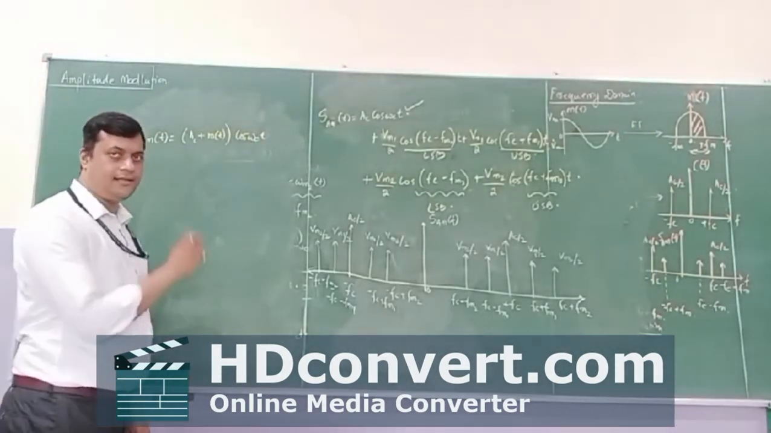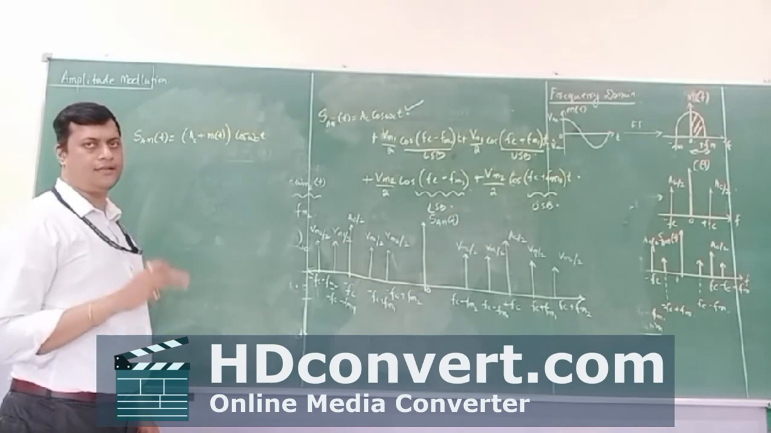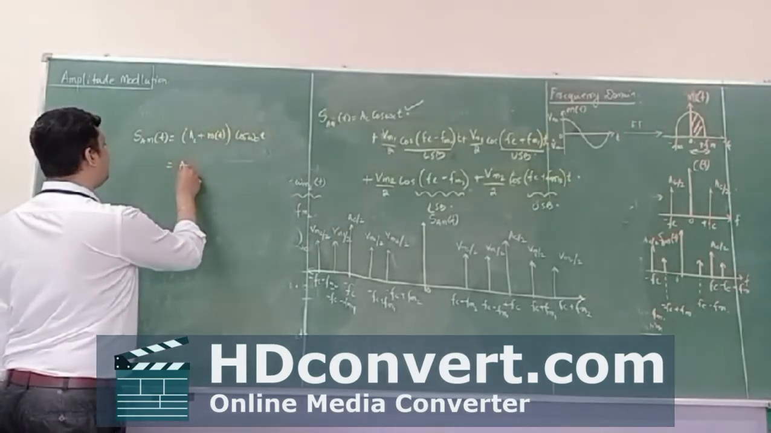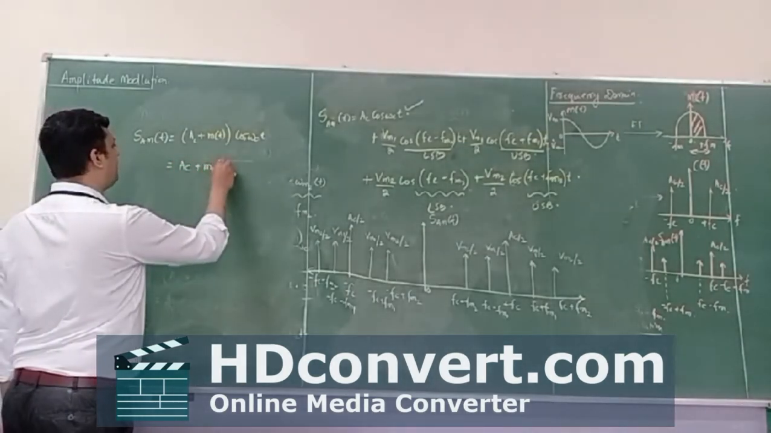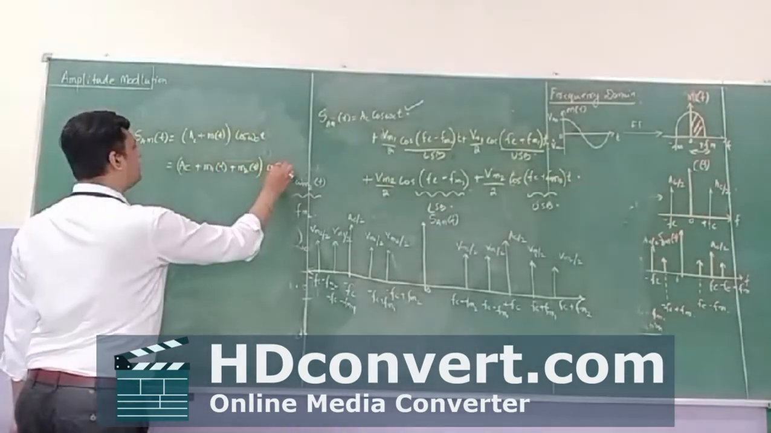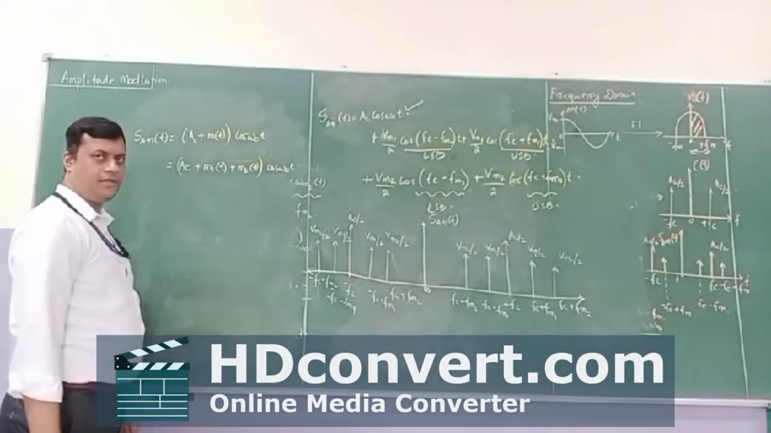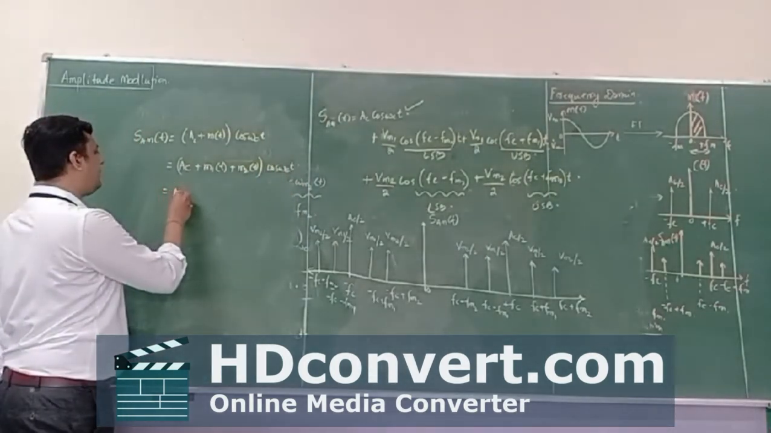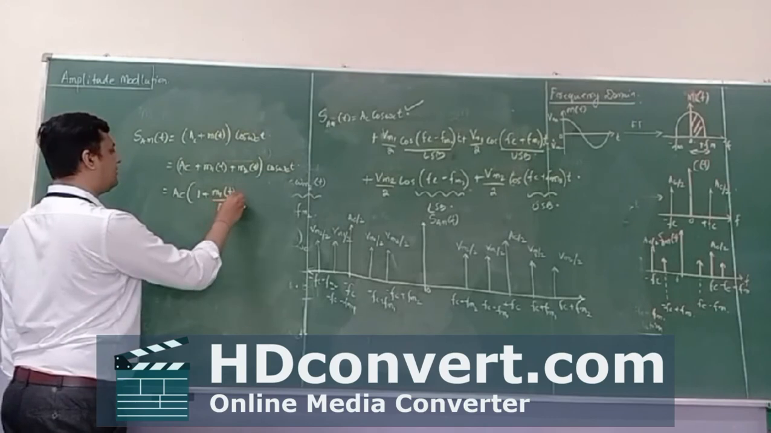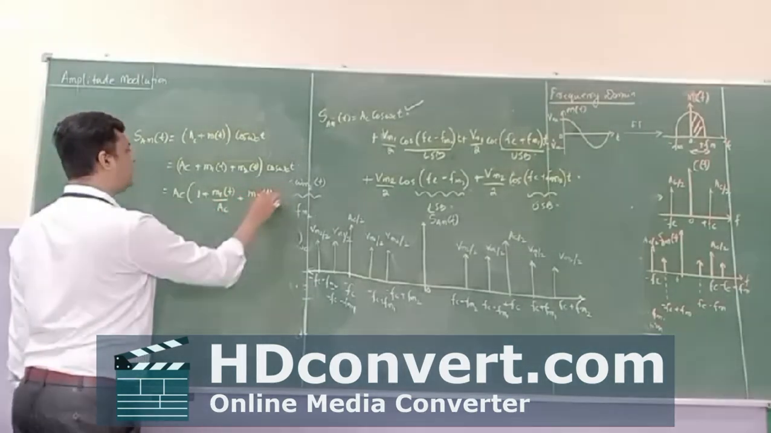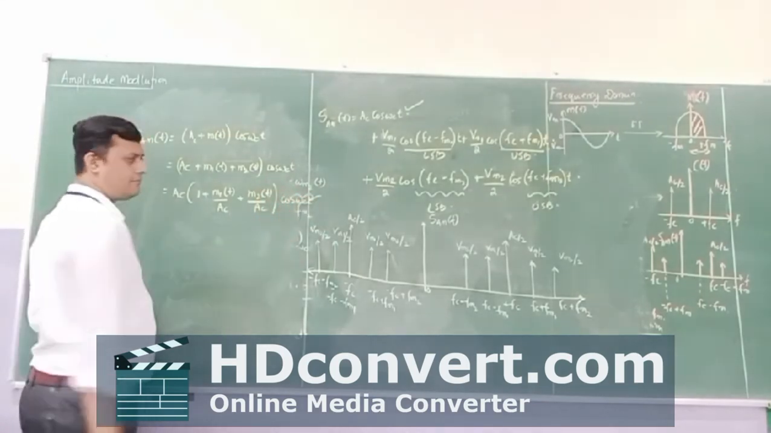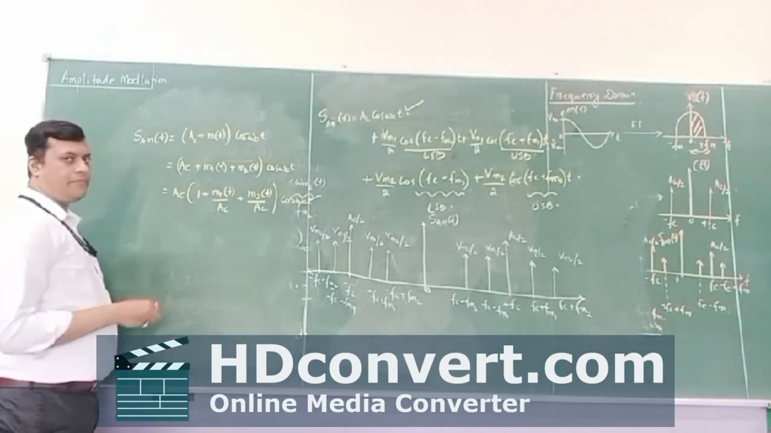Okay. Now let us consider this m of t consists of two modulating signals. Two different low frequency signals are combined. So it is AC plus m1 of t plus m2 of t, whole into cos omega ct. Now what we are going to do is take AC common. You will get m1 of t divided by AC plus m2 of t divided by AC, whole into cos omega ct.